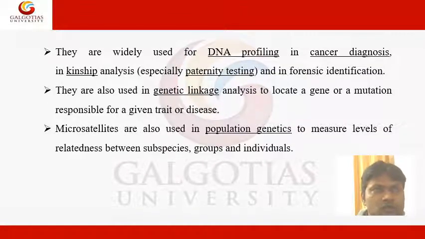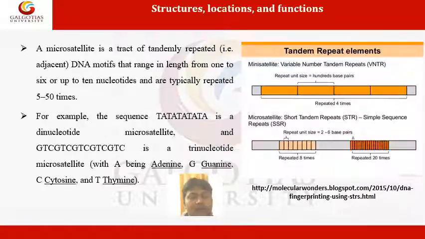They are widely used for DNA profiling in cancer diagnosis, in kinship analysis, and in forensic identification. They are also used in genetic linkage analysis to locate the genes or mutations which are responsible for a given trait or disease. Microsatellites are also used in population genetics to measure the level of relatedness between subspecies, groups, and individuals. Now the structure, locations, and functions.